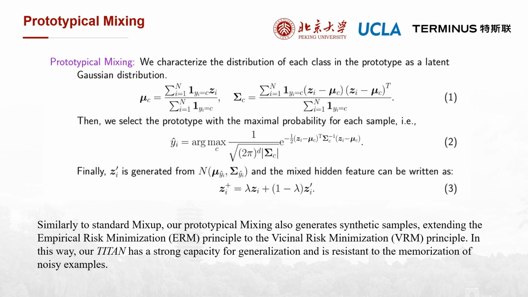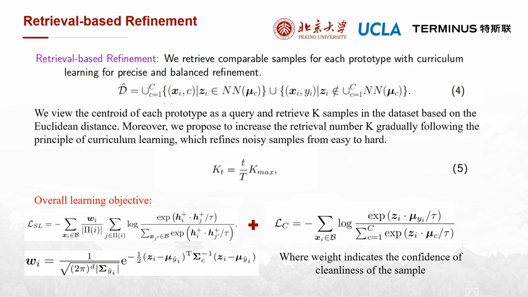Through prototypical mixing, we extend the ERM principle to the VRM principle. In this way, our Titan has a strong capacity for generalization and is resistant to the memorization of noisy samples.